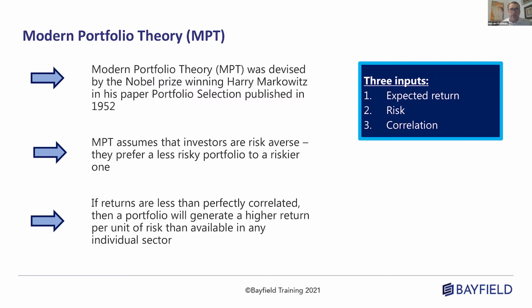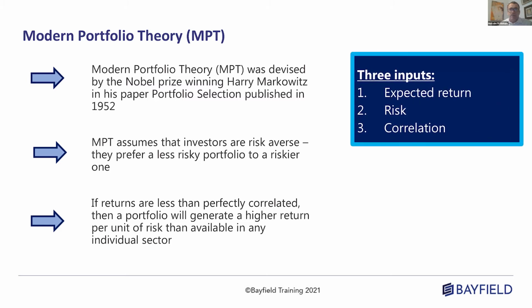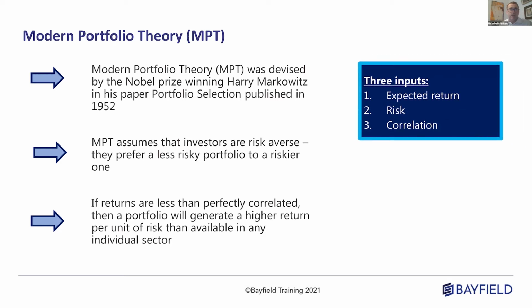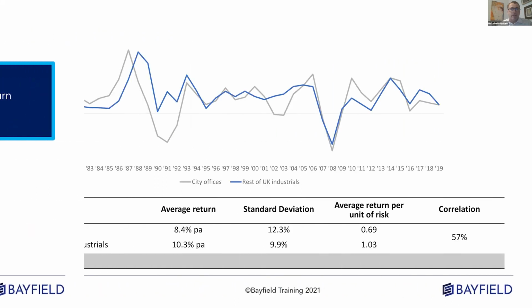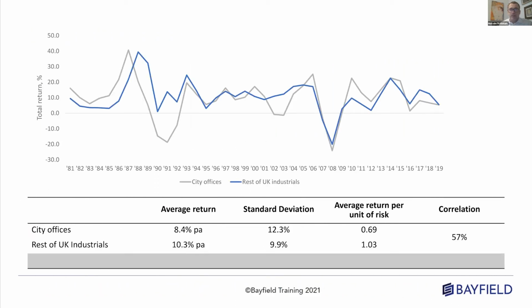Now, there's only 3 key inputs that we require. We require the expected return from each segment, we require the risk from each segment, and we require the correlation between segments. So we're about to look at those inputs. Now, to illustrate, because I only have 4 slides, I'm going to illustrate it by not using the algebra in modern portfolio theory, and hopefully this will illustrate the point.